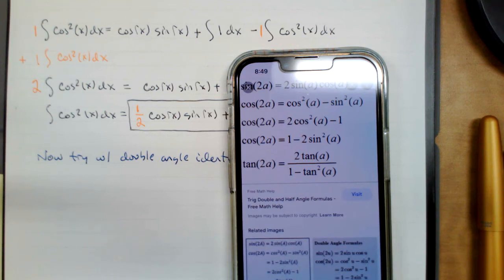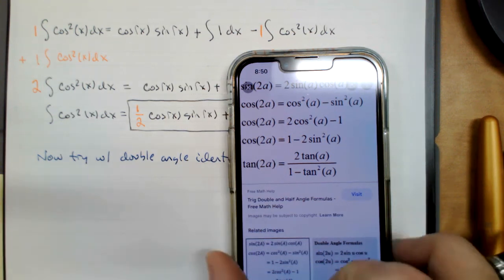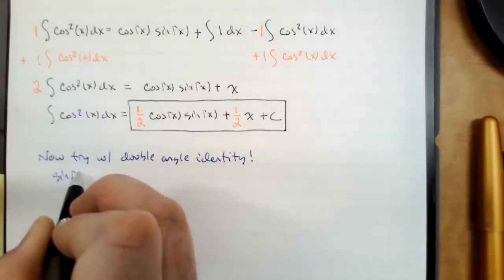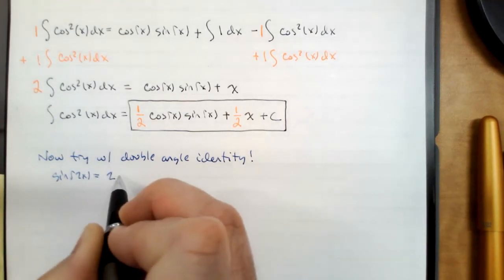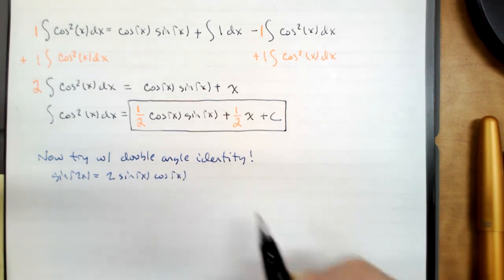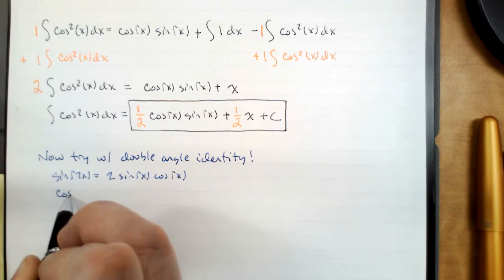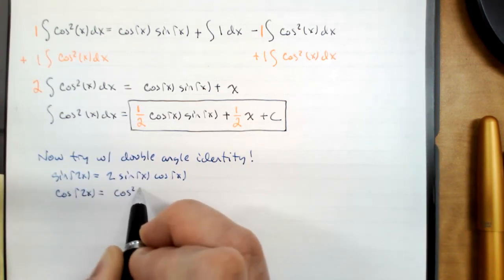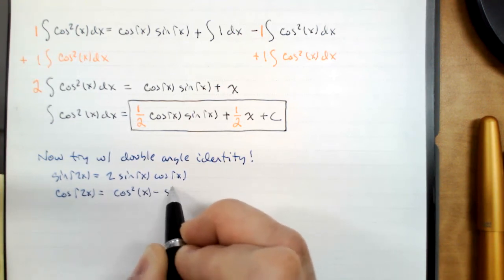So notice I did have to find not the first result, but one of the first 5 results. Tell me what I need to know. Sine of 2x is 2 sine x cosine x. But we have some other ones. The cosine of 2x is cosine squared x minus sine squared x.